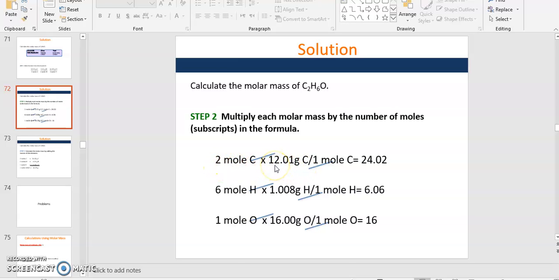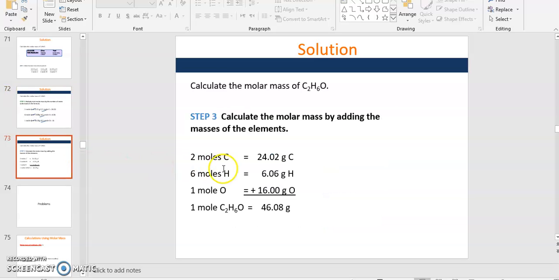the masses from the periodic table for each cell, and then multiply by the subscripts. And here you can have 2 times 12, 6 atoms of hydrogen, each one is 1.008, and then 1 mole of oxygen at 16 grams to get these numbers. And then after this, you can add them together to get how many grams are in 1 mole of this molecule.